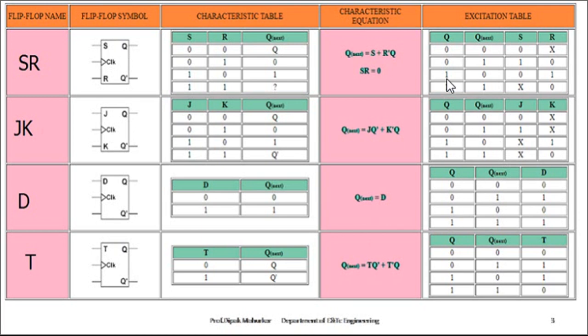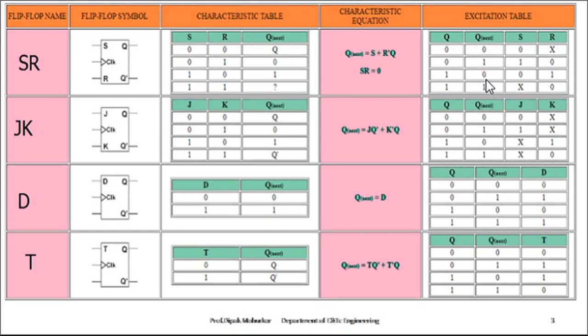Okay, we'll repeat again for the remaining two rows. Here Q is 0 and Qn plus 1 is expected to be 1. So putting the value of Qn equal to 0, and Qn plus 1 in this column, only this location has the 1. So at that time what is the value of S and R? 1 and 0. So we write 1 and 0.